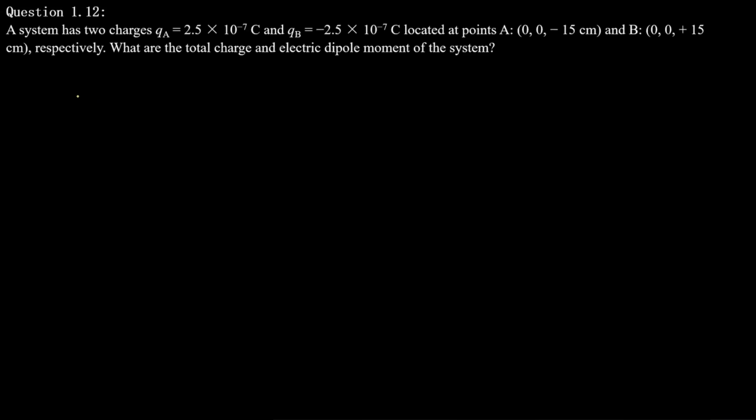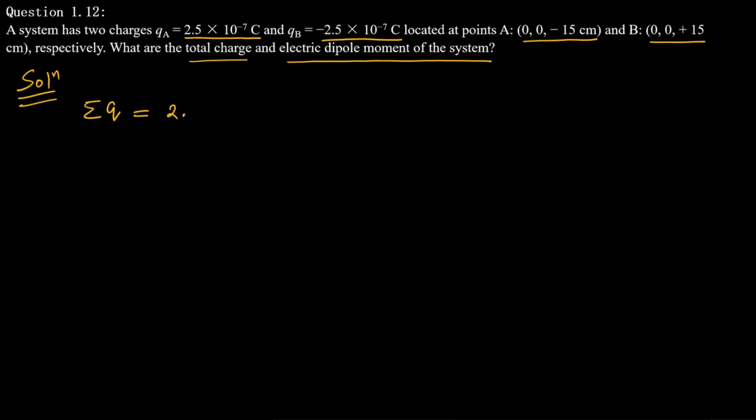A system has two charges. One is 2.5 into 10 raised to minus 7 coulomb. Second is minus 2.5 into 10 raised to minus 7 coulomb. And these are located at 0, 0, minus 15 centimeter and 0, 0, plus 15 centimeter. What are the total charge and electric dipole moment of this system? So the first part, if I say the total charge will be 0, right? So total charge is 0, first part.